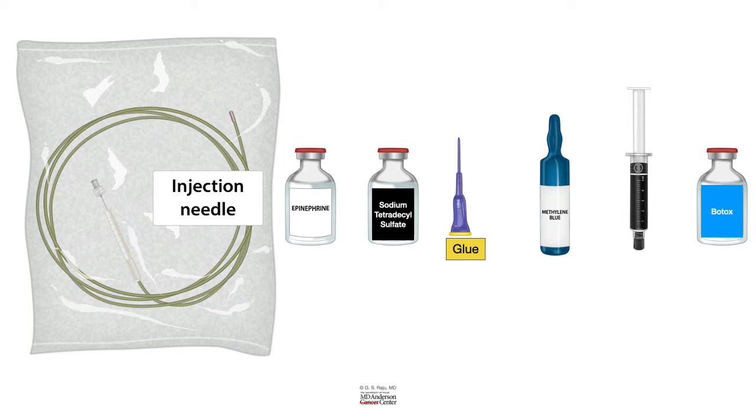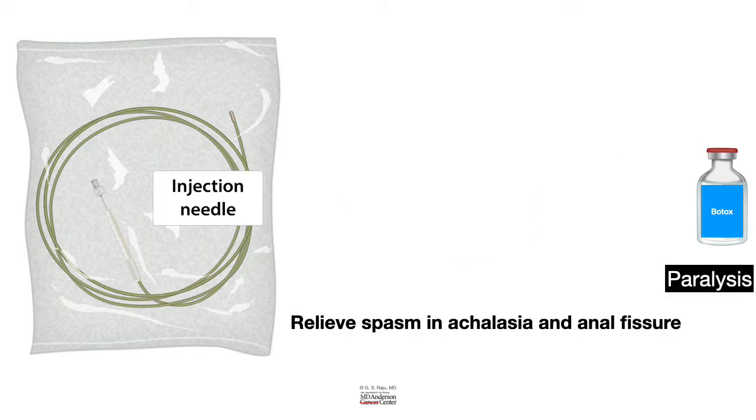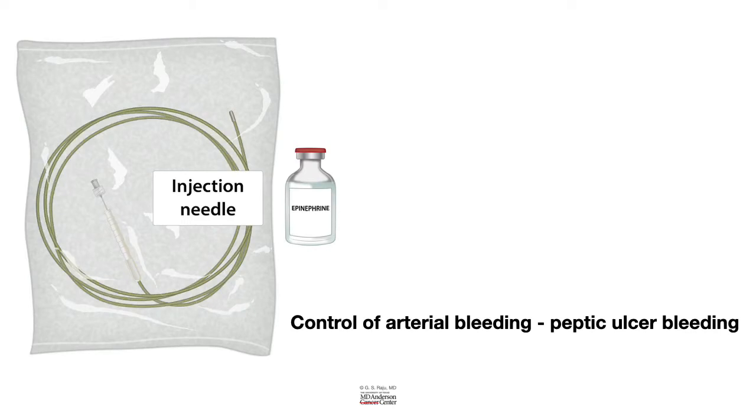And finally, botulinum toxin or Botox. It causes muscle paralysis, so it relieves the spasm in achalasia, where there is a lot of spasm of the lower esophageal sphincter, and it also relieves the spasm in anal fissure. So we have learnt about how to prepare the needle, and we have learnt about different solutions and their uses. And let us learn a little more about each one of these.